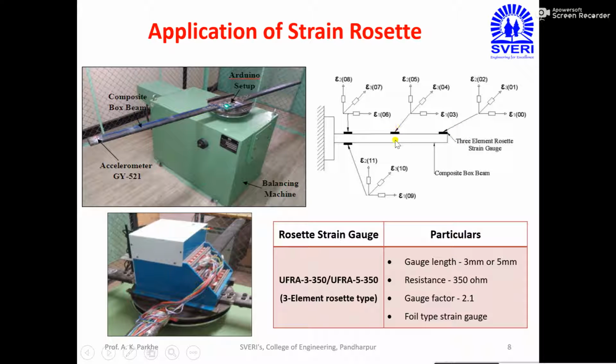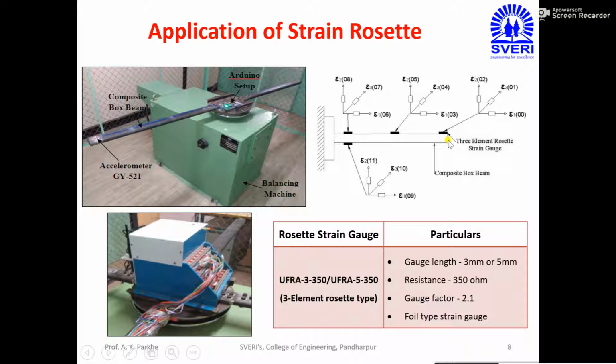Similarly, one more rosette is pasted at the center point, then one more rosette is pasted near the fixed end at the top side, and one more rosette is pasted at the bottom side near the fixed end. The number of strain gauges used in this rosette is three: this is one, this is two, and this is three. Therefore this rosette is called a three element rosette type of strain gauge, or we can say three element rectangular strain gauges. Like that, a number of rosettes are pasted at the different locations as per our requirements.